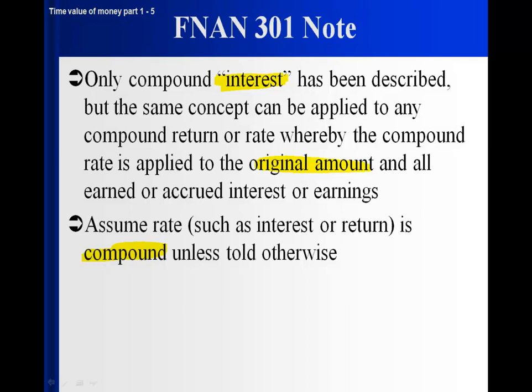Point here is to assume that it's compound. It's been talked about before that you should not assume it's a simple rate unless you're told explicitly it's a simple rate. If you're not told if it's compound or simple, you assume it's compound. That's the way rates work. So in the course and in life, you want to assume that the rate's compound unless you're explicitly told, hey, this is simple.